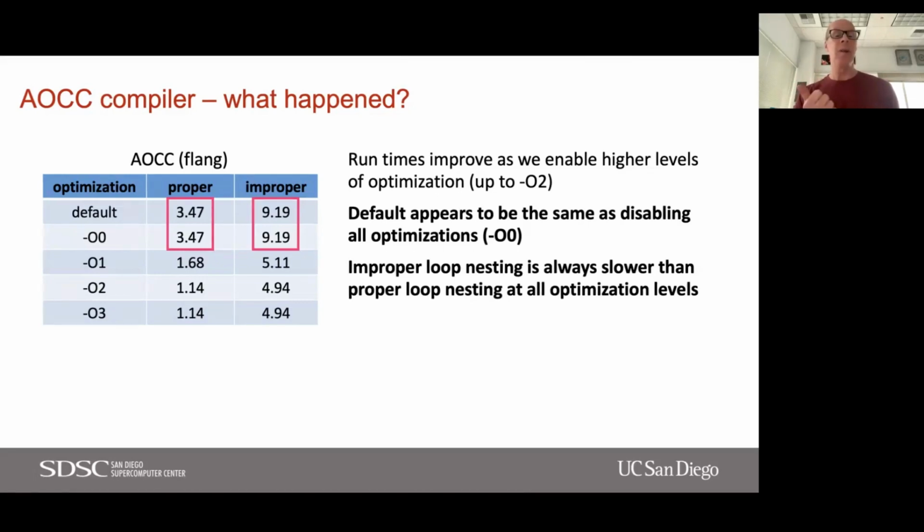When we did -O0, proper loop nesting was still faster. And as we go to higher optimization levels, we'll see that the code continues to improve. Going from O2 to O3 really doesn't help because there's not much that the compiler can do with this chunk of code. But you'll see that there's always a significant difference, typically a factor of 3 or more between using the proper and the improper loop nesting. So we see improper loop nesting is always slower than proper loop nesting at all optimization levels.